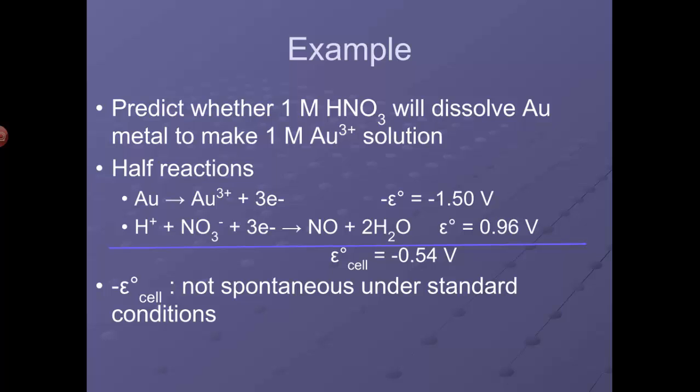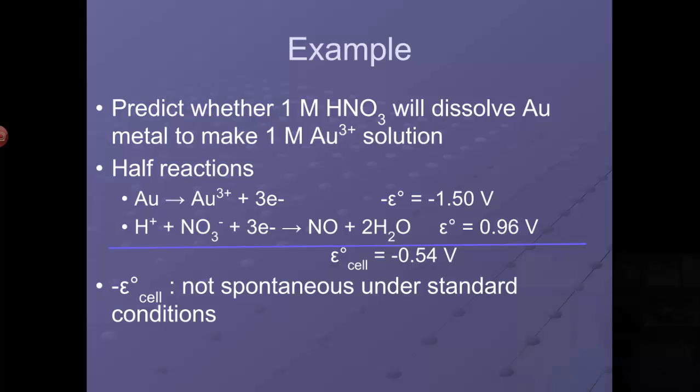So under standard conditions, that means 1 molar solutions, 1 atmosphere of pressure if they're gases, and 298 kelvins, nitric acid will not dissolve gold. You can put gold inside nitric acid, nothing's going to happen. It's not going to oxidize.